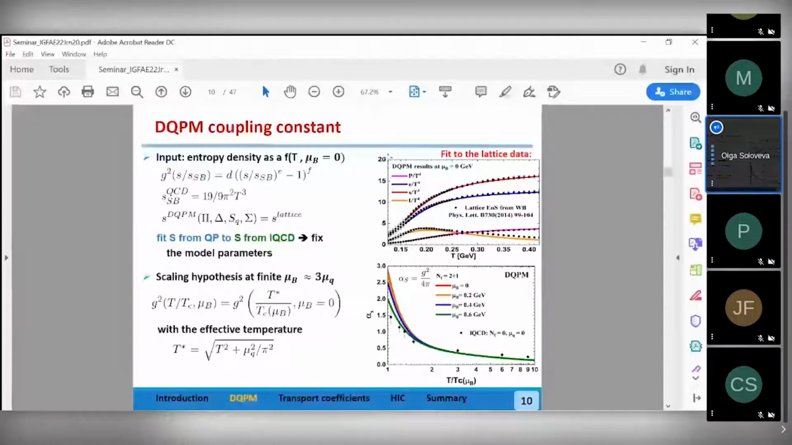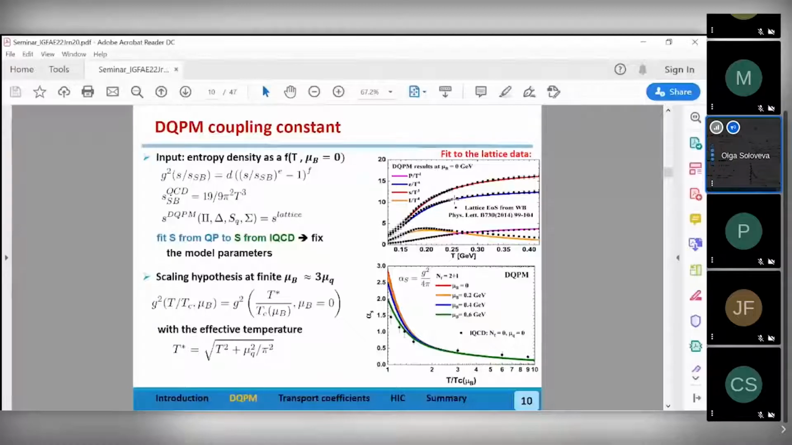The points correspond to the lattice equation of state from the Wuppertal-Budapest collaboration, and the lines are our output. The red line is just the fit. And these lines, blue, orange, and pink, correspond to output from our calculations. Using this fixing, we can obtain the coupling constant.